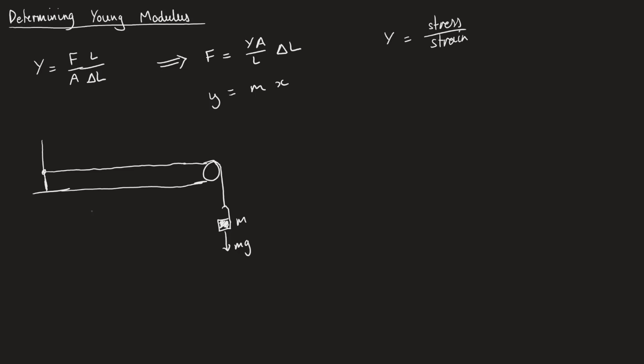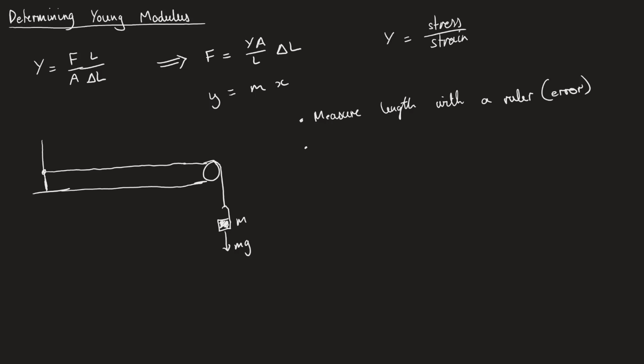Now this is going to be the setup that we're going to use. However, before we do this, we need to measure what the cross-sectional area is and what the length of the wire is. So the length of the wire we need to measure with a ruler, and make sure that you note down what your error for that measurement is.